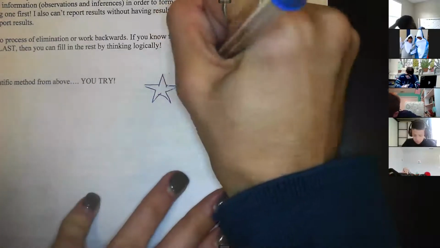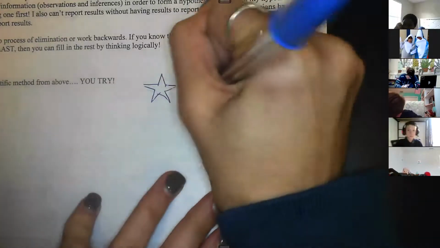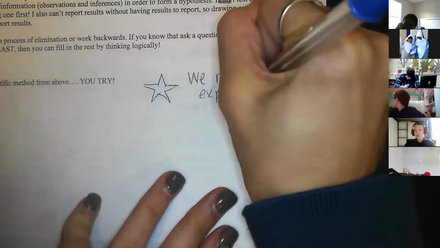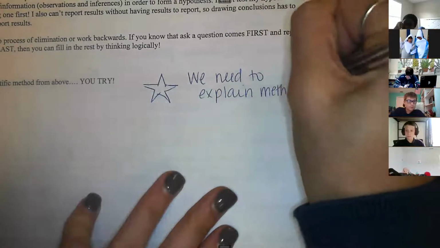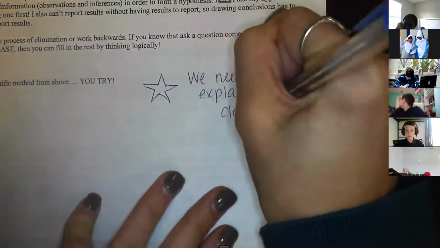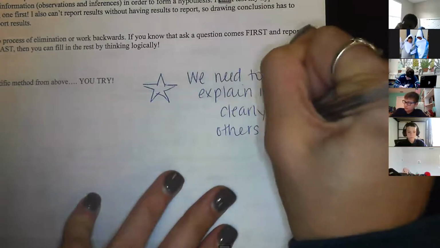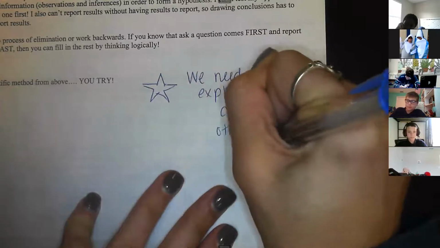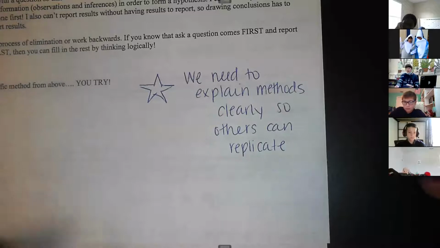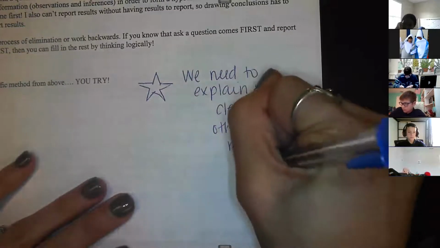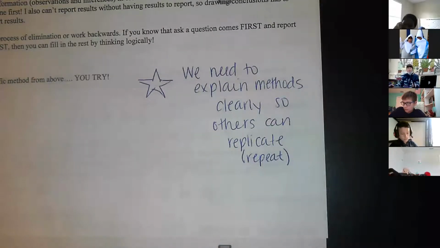So we need to explain experiments clearly. Or we're going to say methods clearly so others can repeat. And instead of repeat, I'm going to use the word replicate because that's what you're going to see on the test. That word replicate means repeat. Like a replica is a copy of something, right?